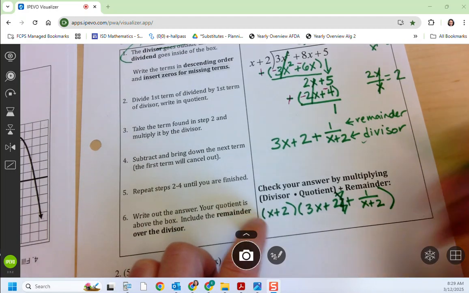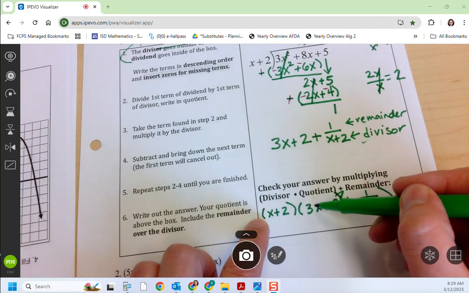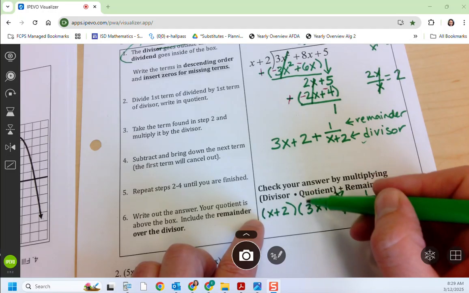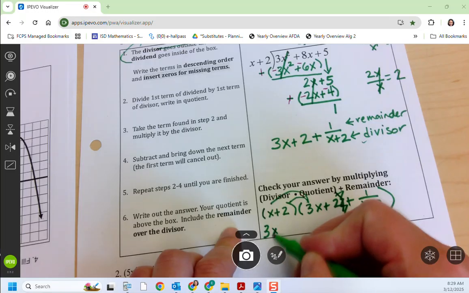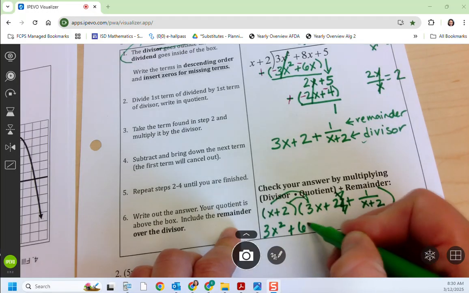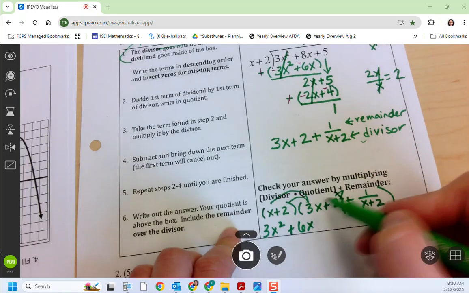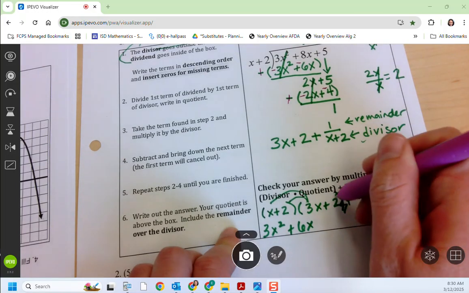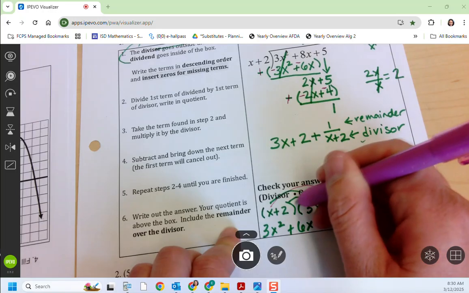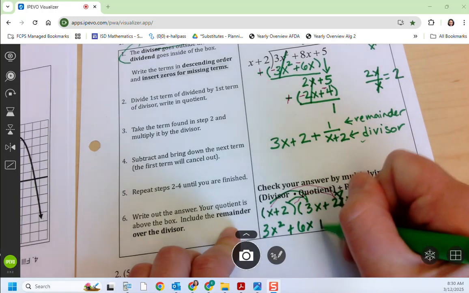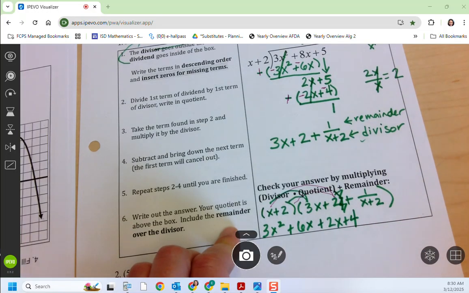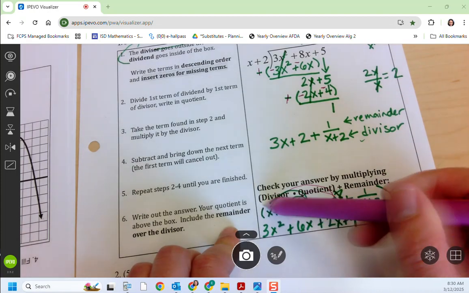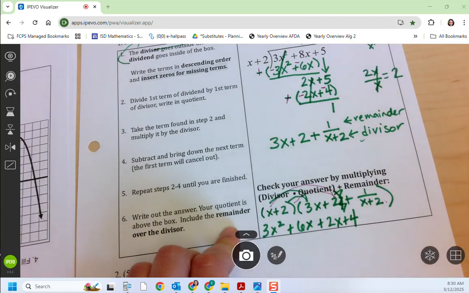Okay. x plus 2 times 3x. I'm going to do it all at once. So this and this gets me 3x squared plus 6x. And then I'm going to do the 2. 2 times x plus 2 gives me 2x plus 4. And then the last part's actually the easy part. When I multiply x plus 2 times 1 over x plus 2, the x plus 2's cancel, and I just get 1.